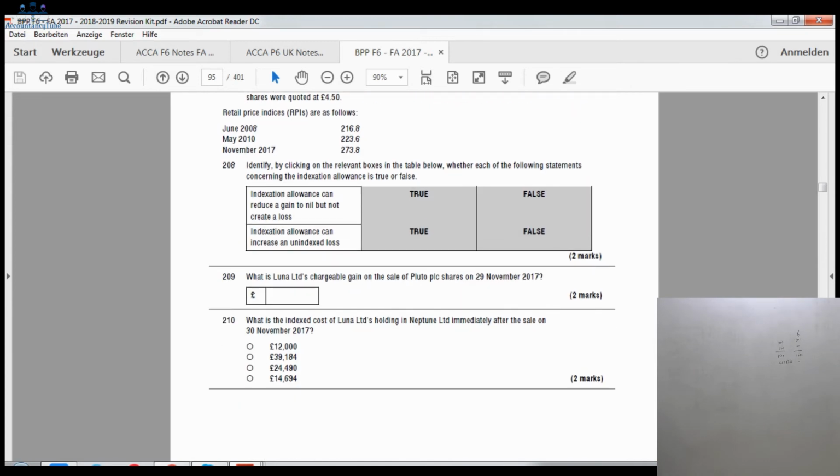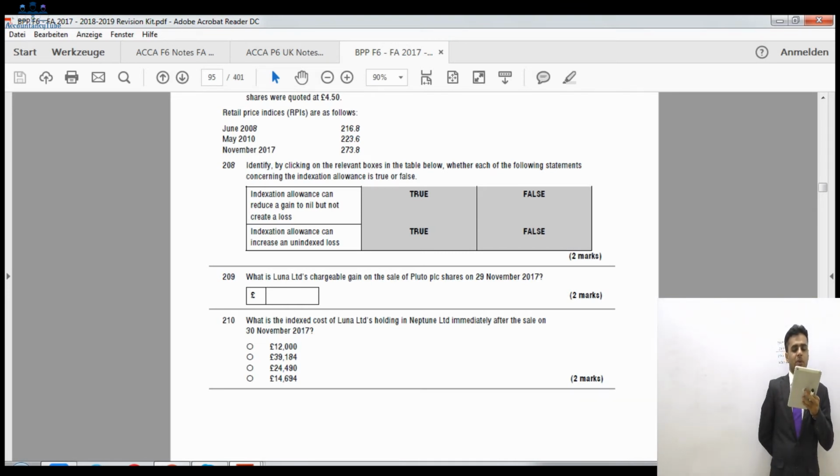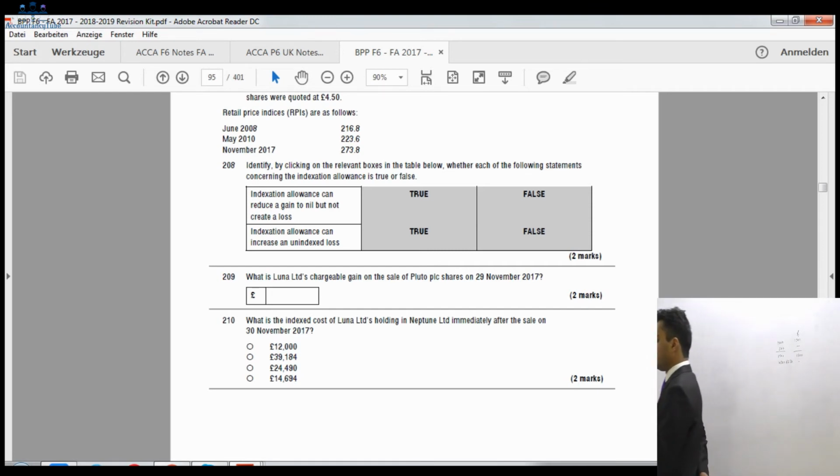Let's read question number 209 as well, please, now. Question 209 says, what is Lunar Limited's chargeable gain on sale of PPLC shares on 29th of November 2017? So Lunar Limited sold some shares on 29th of November. We'll have to read the scenario for that.